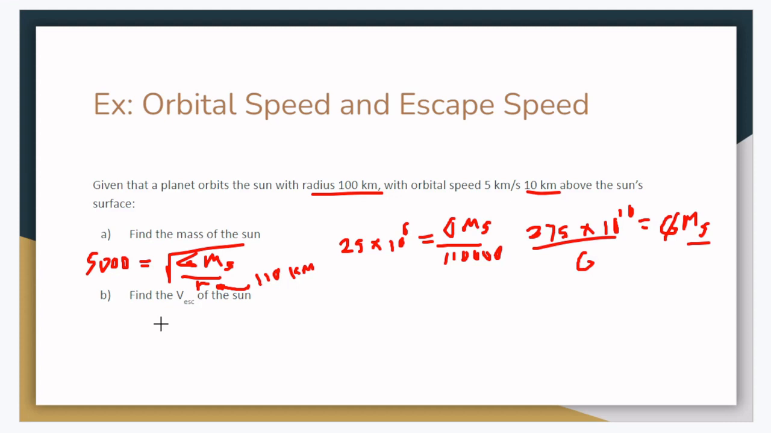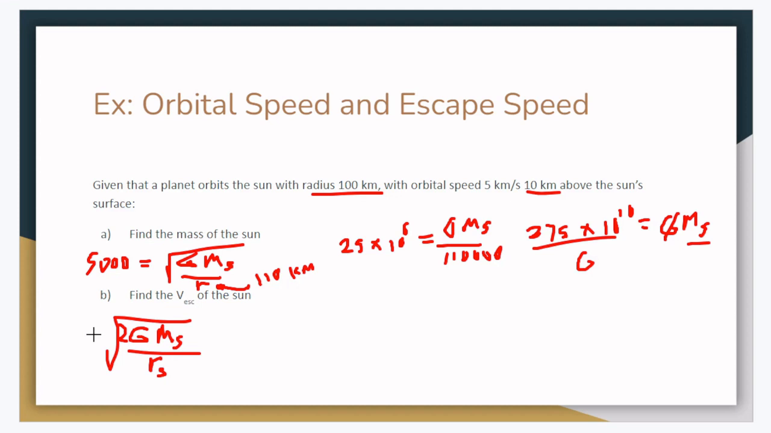And it says find the escape speed of the sun. So we have to be careful here because we can't just use the same equation and multiply by 4 or something, because this radius would be different. So find the escape speed. What is escape speed? That's root 2 GM, M of the sun, over the radius of the sun.